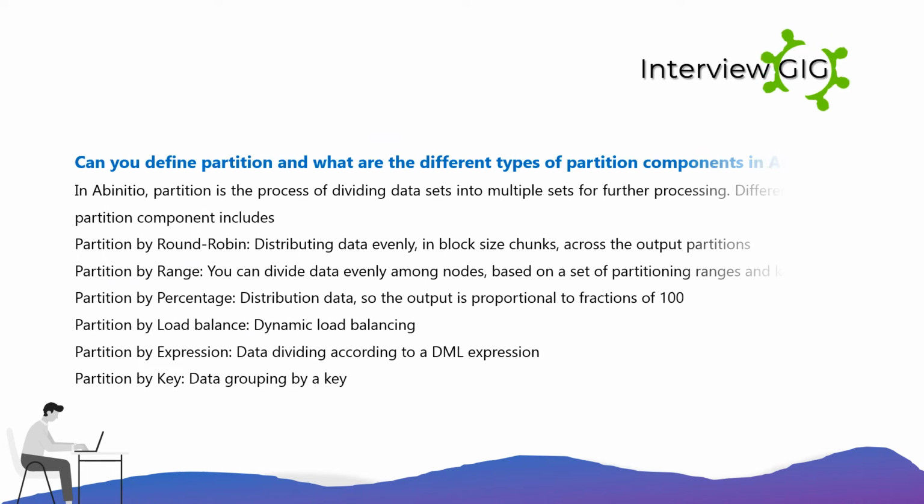Can you define partition and what are the different types of partition components in Ab Initio? In Ab Initio, partition is the process of dividing datasets into multiple sets for further processing. Different types of partition components include partition by round robin, distributing data evenly, in block-sized chunks, across the output partitions. Partition by range, you can divide data evenly among nodes, based on a set of partitioning ranges and key.